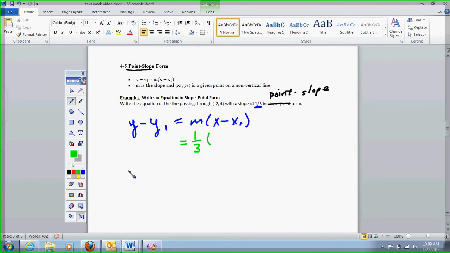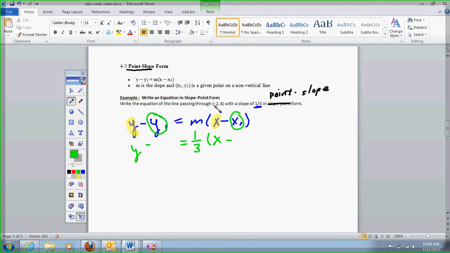Now, remember before when we talked about y equals mx plus b, I said that the y is going to be there and the x is going to be there? The same for this. This y is going to be there. This x is going to be there. So I can go ahead and write those down. Okay? Now all I have to do is take my point I'm given, the x1, y1, and plug it in.